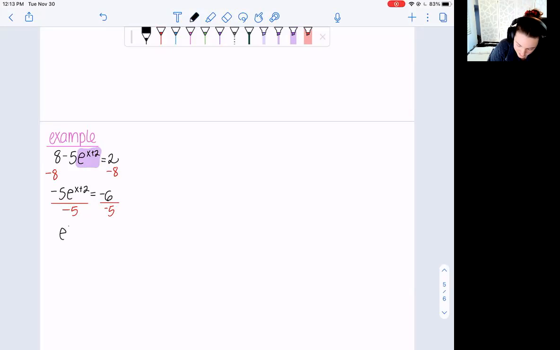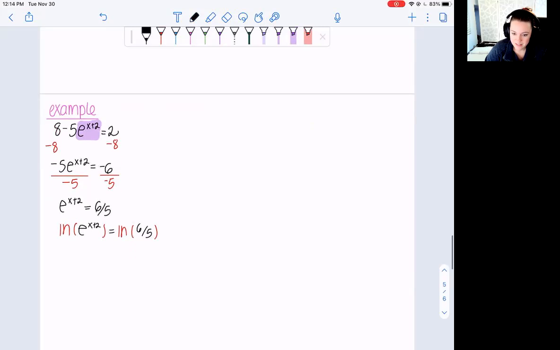We get e raised to the x plus 2 is equal to 6/5. I'm going to apply ln on both sides. So I have ln of e raised to the x plus 2 is equal to ln of 6/5. And here's where some trickery happens.